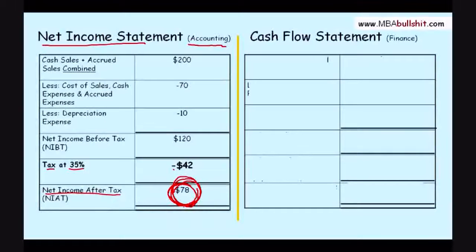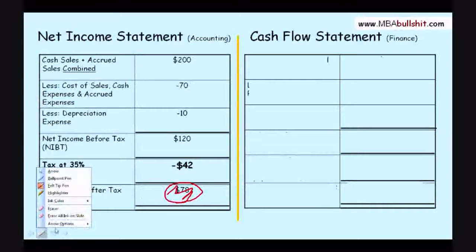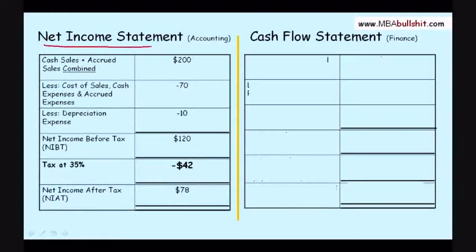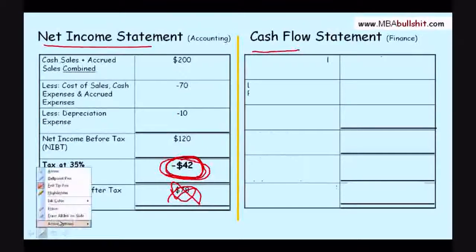Even though accountants think that this is the most important part of the net income statement, financial managers have a different view. Financial managers usually, or quite often, do not care about this net income after tax. Financial managers also like to make an income statement, but the reason they make an income statement is so that they will know this amount, the tax at 35%, the tax amount. Financial managers don't care so much about the net income after tax. They care more about this part of the net income statement. And you will see why in a short while as we go through the cash flow statement. Alright? So let's do that now.